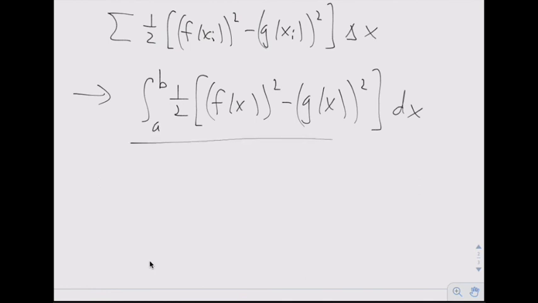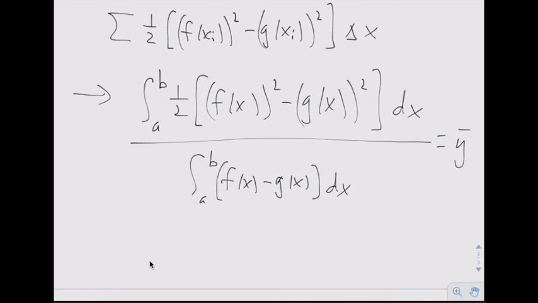So now I divide by the total mass, or the total area, so to speak. That's just the integral from a to b of f of x minus g of x dx. And that's going to be the y-coordinate of the center of mass. So we end up with the same idea. It's just that now we're looking at the x and y directions, figuring out where those center pieces would be for each strip.